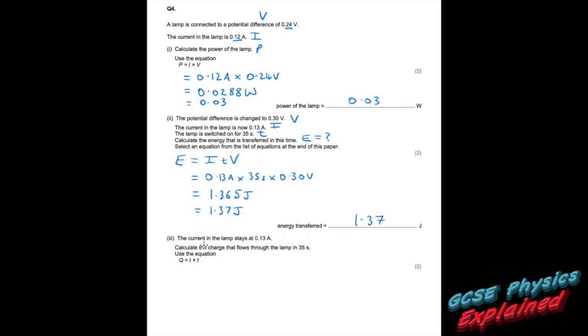Part 3. The current in the lamp stays at 0.13 amps, so that's our current again. Calculate the charge, so Q is our target. Charge that flows through the lamp in 35 seconds, so that's our time. And once again, they're giving us the equation. So Q equals I times by T. We'll just bang the numbers in. And that equals 4.55. And that'll be coulombs for charge. And I'll leave it at 2 decimal places, the same as them.